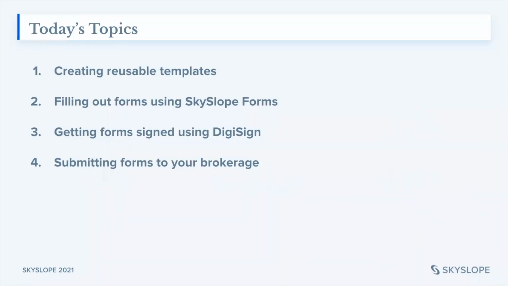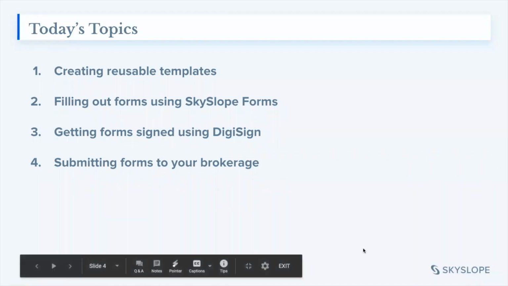Now, today's topics. As I mentioned, we are going to be covering our SkySlope Forms tool. We're going to discuss how to use reusable templates. We are going to create forms using our new Forms tool, talk about how to fill those out and get them in the hands of your clients, and sign them using our new and improved digital signature tool, DigiSign. And then, of course, coming full circle here, submitting those fully executed forms into your brokerage for review. So with that, I'm going to hop out of my PowerPoint here and jump into my SkySlope demo account.